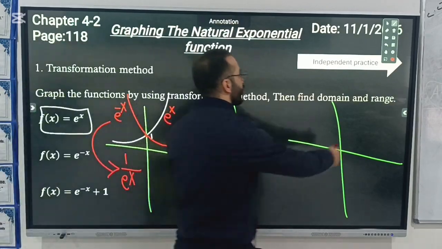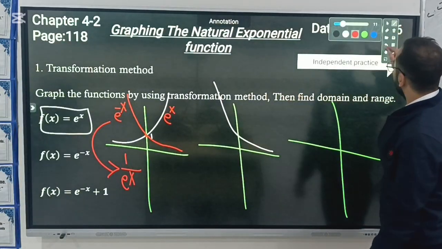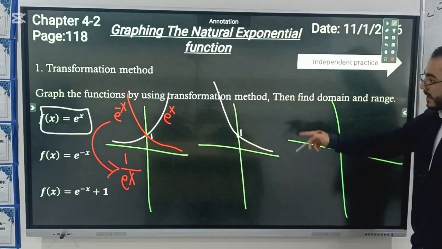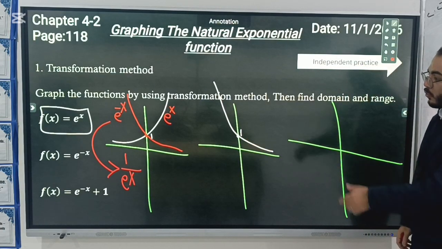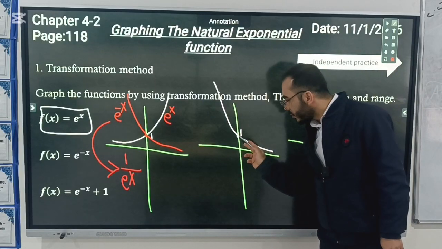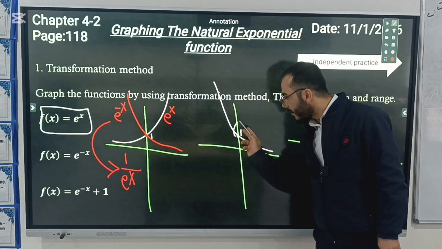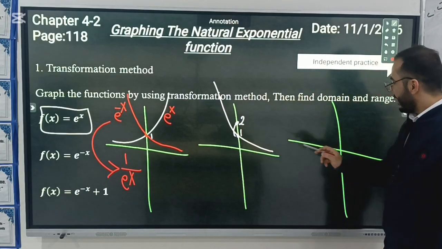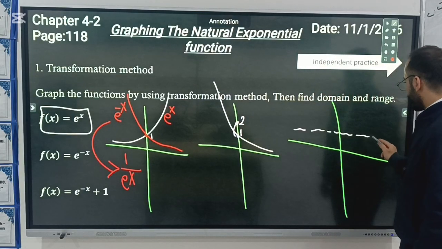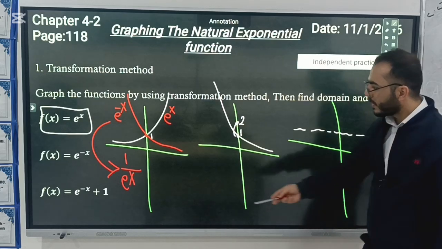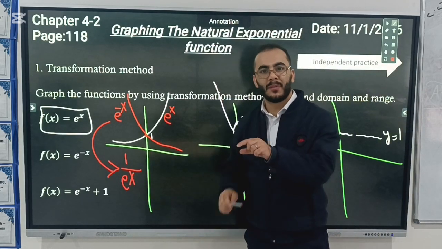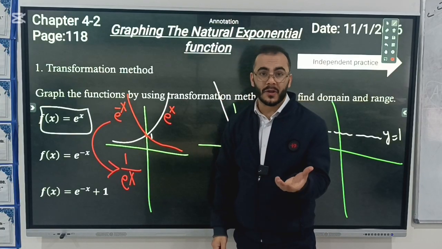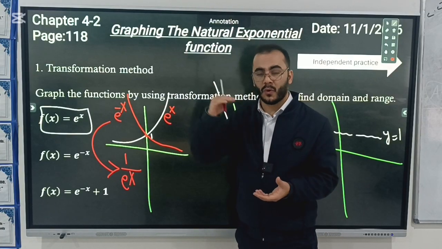And finally, the last one. So we need to move this graph, which is e powered by negative x, 1 unit up. So that's 0, 1. If we move it 1 unit up, here it's going to become 2. All right. And first of all, let's just draw this line, which is y equals 1. Whatever this number is, try to make a line equal to that number, and then the graph would be either above it or below it.